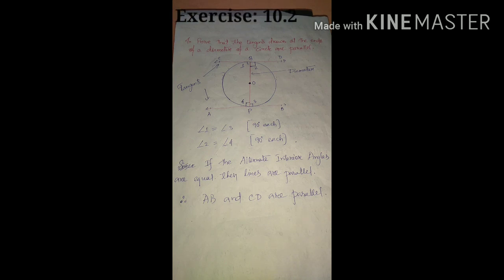Okay. Now we start exercise 10.2. In exercise 10.2, the first 3 questions are MCQ questions. These 3 are homework you have to do by yourself. Is it clear? After that, the next question, number 4, is given here in this way: prove that the tangents drawn at the ends of a diameter of a circle are parallel.